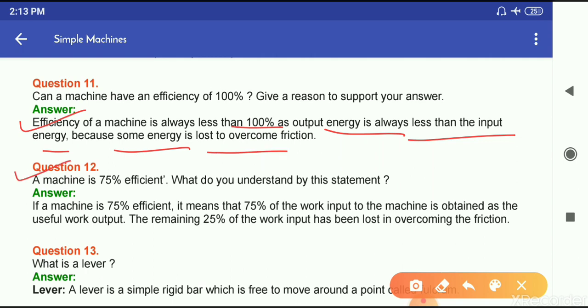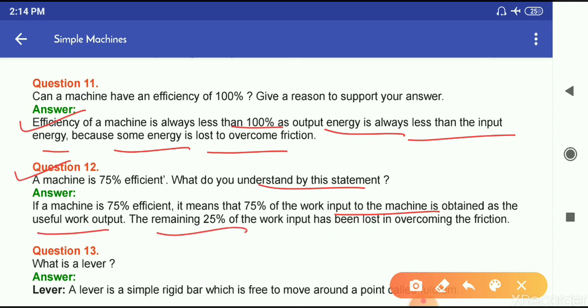Question number 12. A machine is 75% efficient. What do you understand by this statement? If a machine is 75% efficient, it means that 75% of the work input to the machine is obtained as a useful work output.